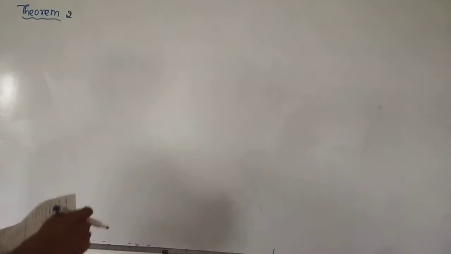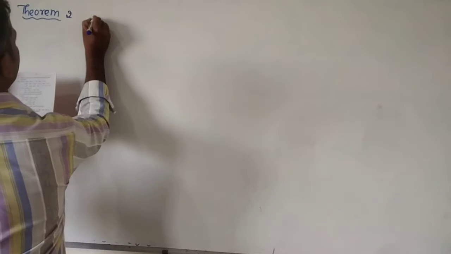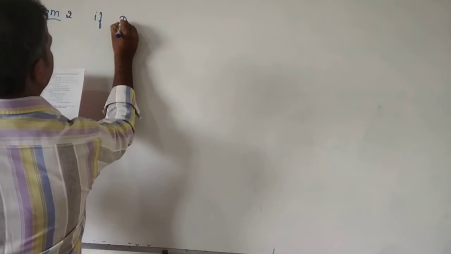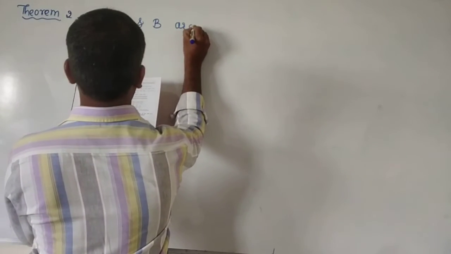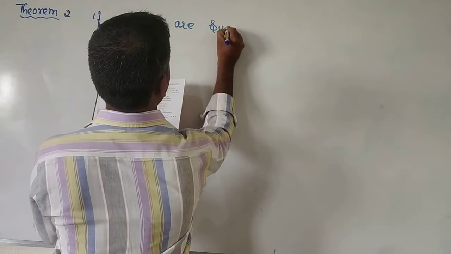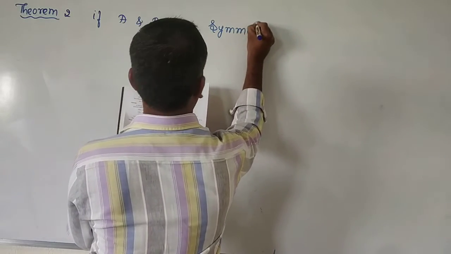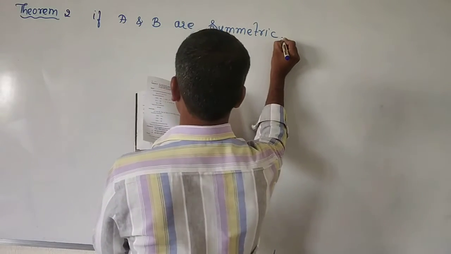With the help of that if and only if, that is, A into B commutative means A into B equal to B into A. Matrix multiplication is commutative, only then this possibility happens. This will help. Let us see what the statement is. Theorem number 2: if A and B are symmetric matrices, you know what a symmetric matrix is.